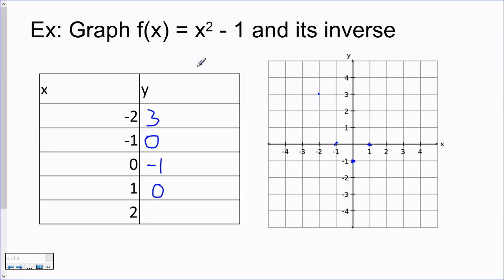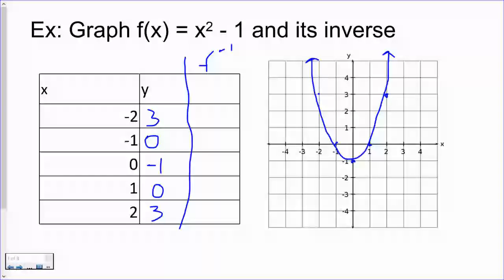And then lastly, 2 squared, that's 4. 4 minus 1 is 3. So you can see that symmetry there. This looks like what we'd expect: a parabola, a U-shaped curve that looks like this. Now, the inverse would be flip-flopping. So f inverse is going to be taking these coordinate points and flipping them.